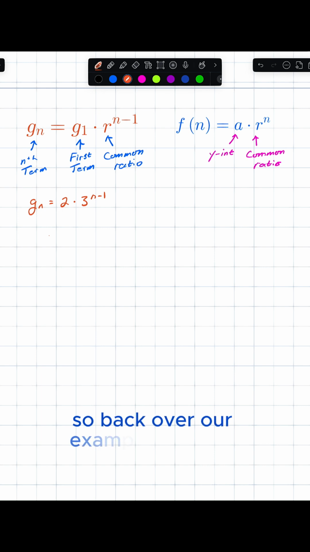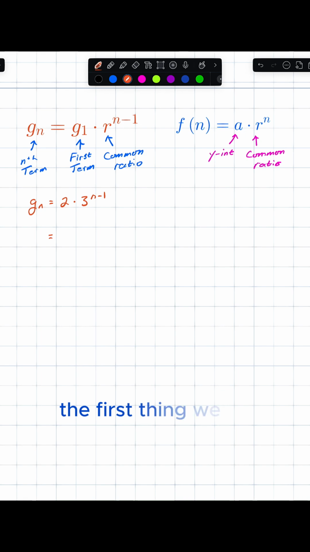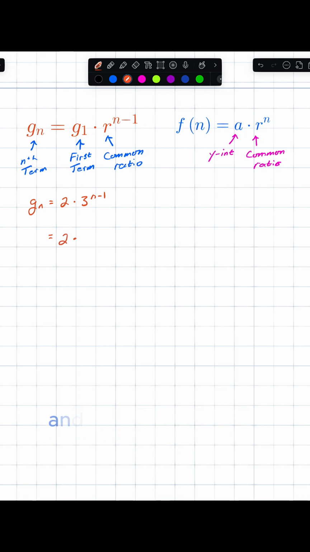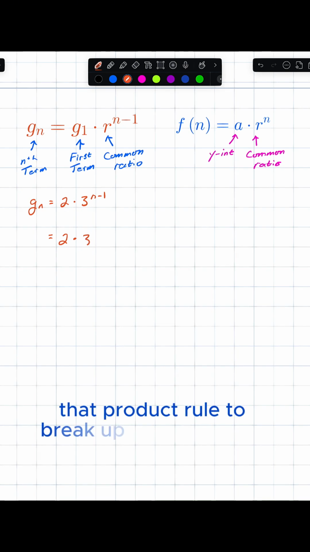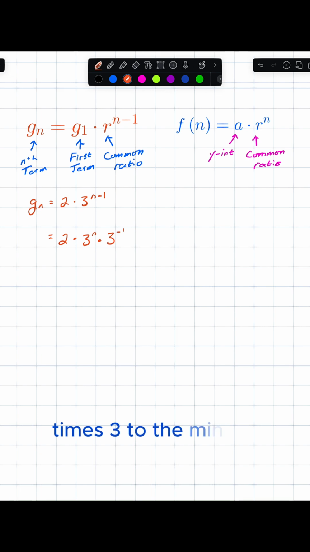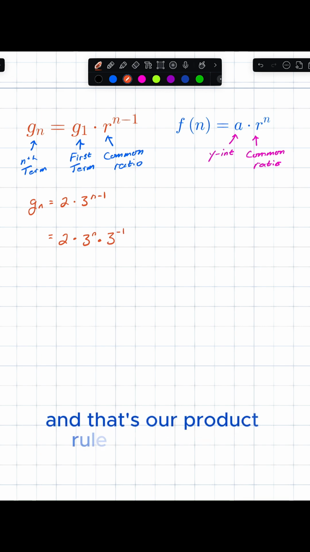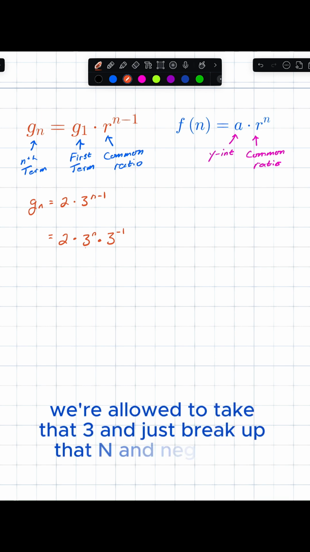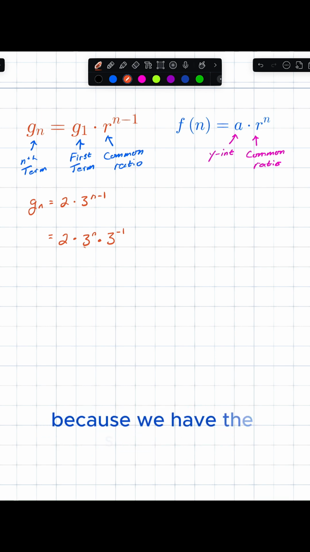So back over our example equation, 2 times 3 to the n minus 1. First thing we're going to do is keep the 2, and then we're going to apply that product rule to break up the 3 into 3 to the n times 3 to the minus 1. And that's our product rule of exponents. We're allowed to take that 3 and just break up that n and negative 1 because we have the same base. We can split those things up.